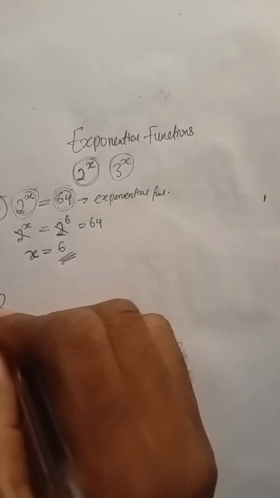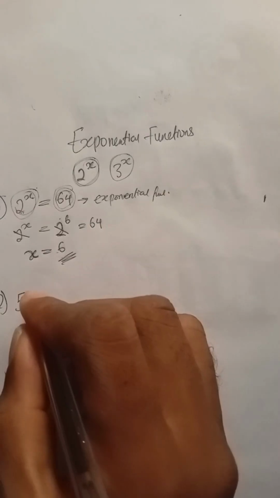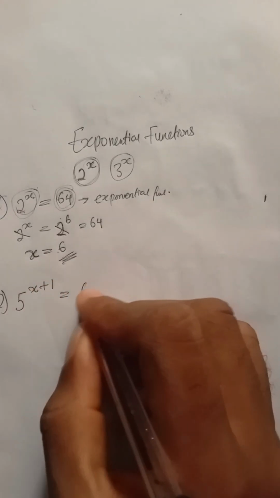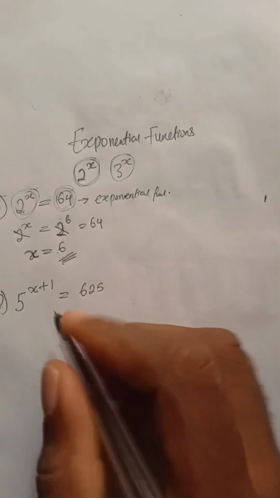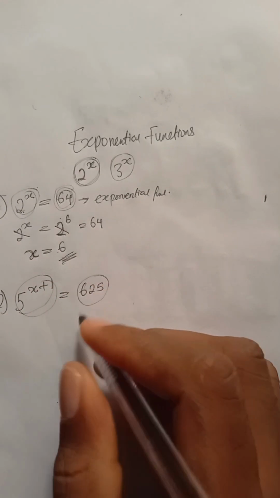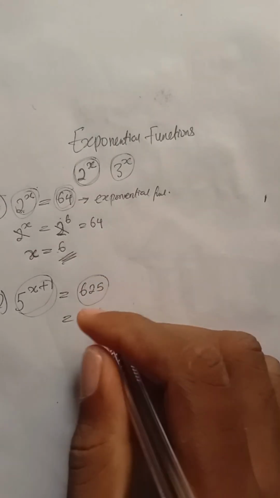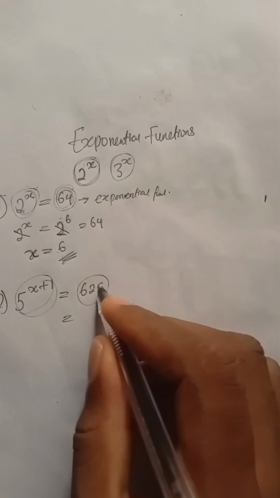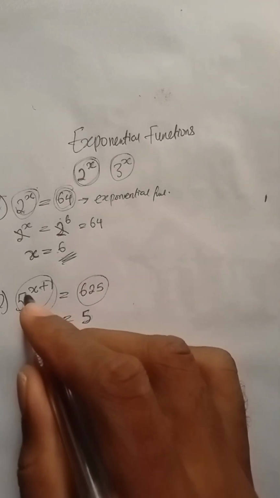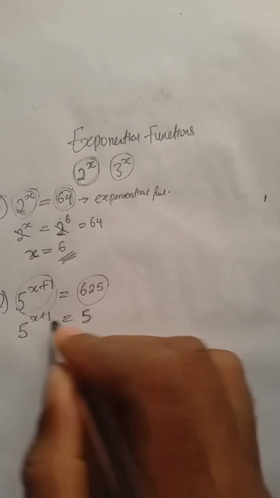So second question, number 2. We have 5 raised to the power of x plus 1 equals 625. So this is an exponential function. This is not an exponential function. So we express this as an exponential function. What do we have? So the base of this number will be 5 automatically, because the base must be similar to the base of the unknown, which is 5 raised to the power of x plus 1.